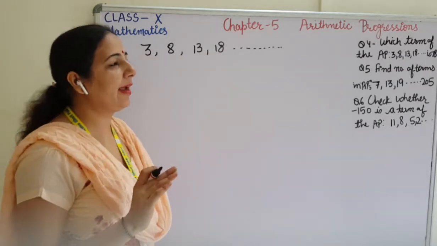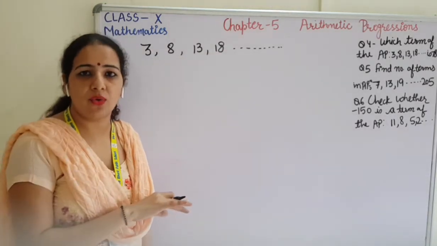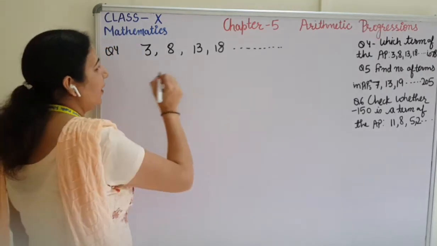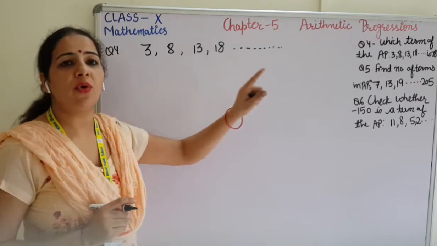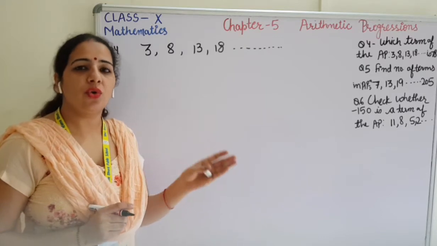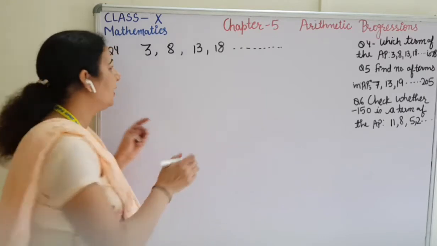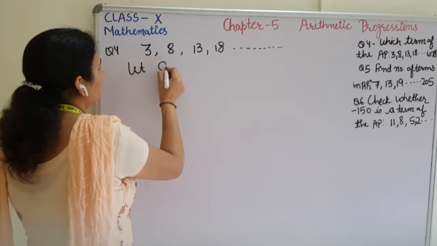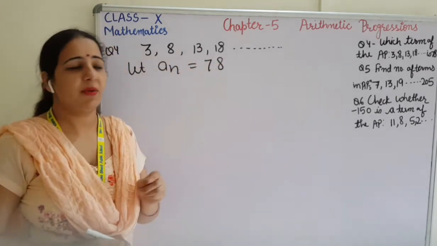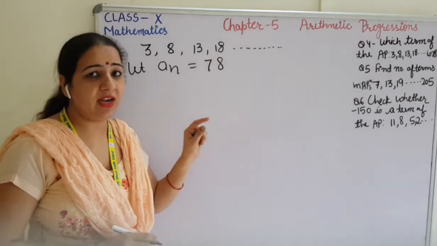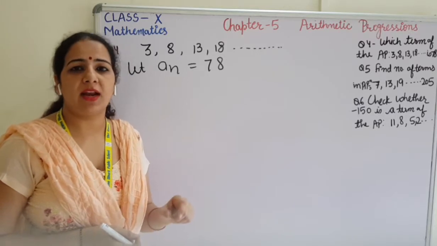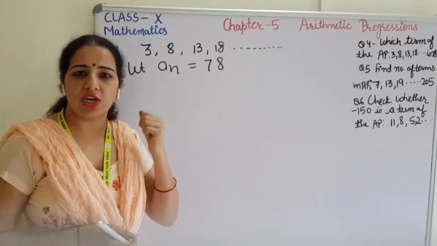क्योंकि इन्होंने ये नहीं बोला है कि check that 78 will lie here or no. Their question is at which place it will lie. So what we will say, whenever the question will start, which term of AP will be negative, will be positive, will be 78, you always start your answer with let an is equals to 78. Let an is equals to 78, because in the question they have already explained that 78 is the term of this AP. बस आपको उसका प्लेस बताना है, उसकी पोजीशन बतानी है कि वो कौन सी पोजीशन पे लाई करेगी.